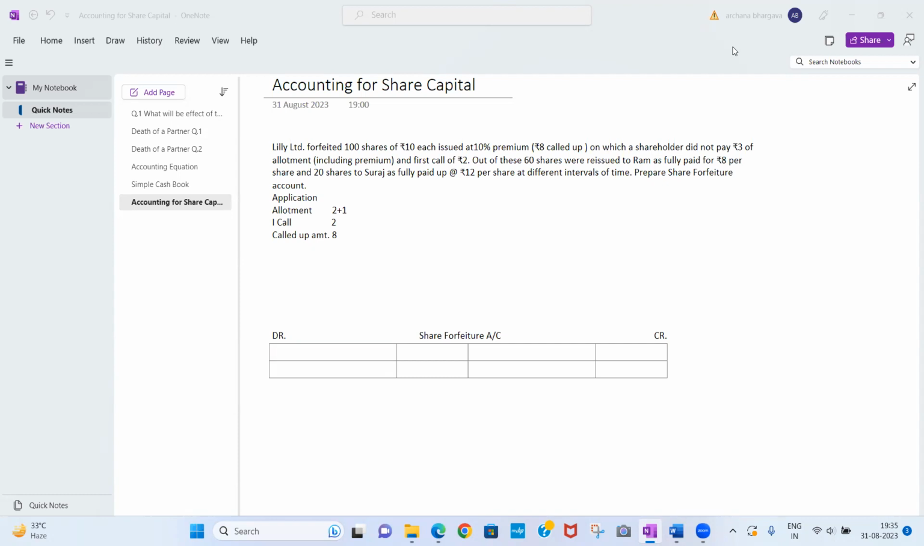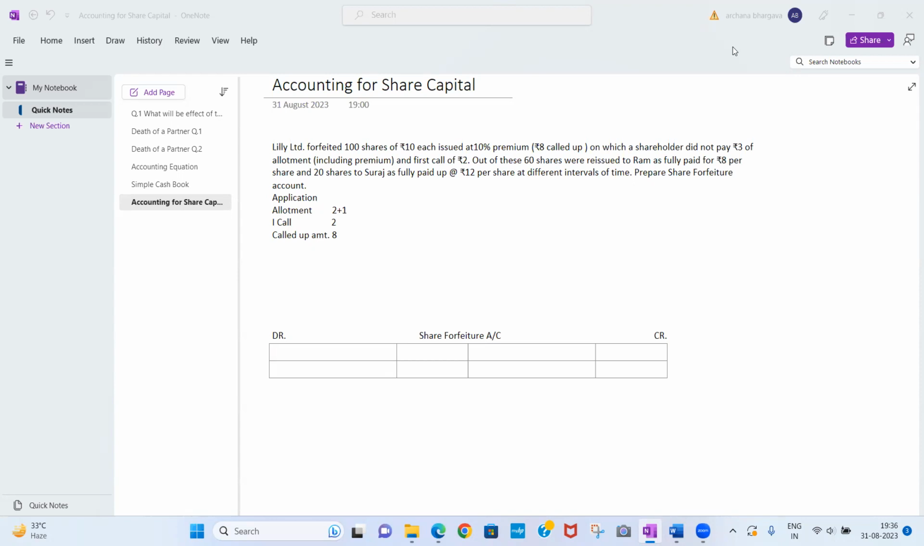Out of these, 60 shares were reissued to Ram as fully paid for rupees 8 per share, and 20 shares to Suraj as fully paid up at the rate rupees 12. It means for 2 rupees, and the 60 shares which were issued to Ram are issued at rupees 8. It means at a loss of rupees 2 per share, because one share is of 10 rupees. And now we have to prepare share forfeiture account in this question.